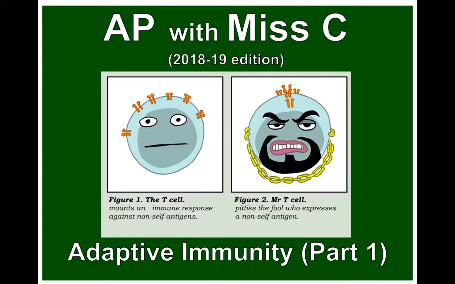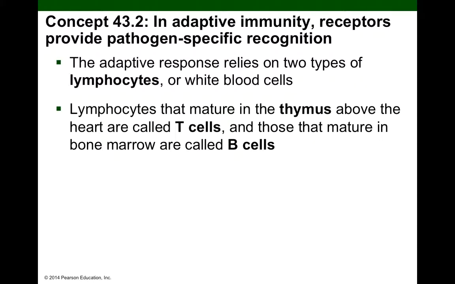So let's get started. Adaptive immunity is something that's unique to vertebrates. It can also be referred to as acquired immunity because this is the type of immunity that you acquire or get over your lifetime. The two main types of white blood cells that are involved are called lymphocytes. These are the B cells and T cells.